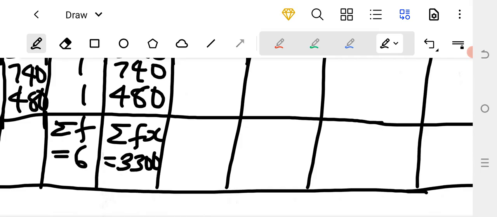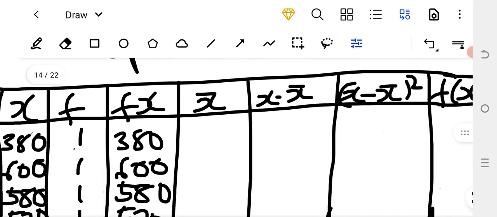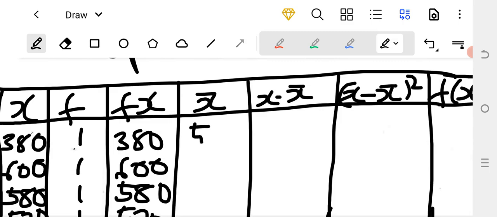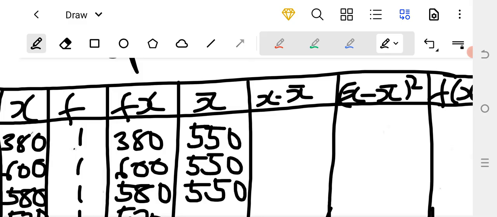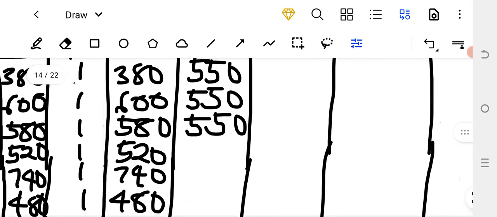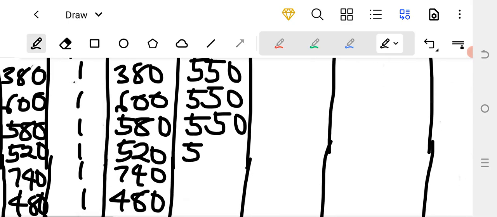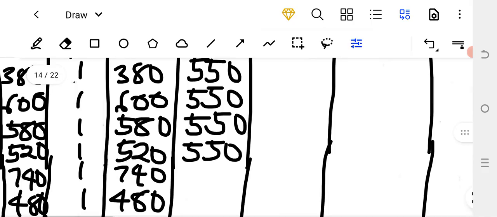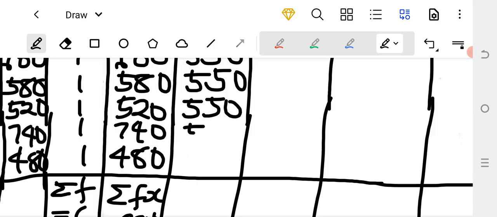3,300. If you divide 3,300 by 6, it gives you a flat number, 550. So you're going to have 550 as your mean, repeated for each row.